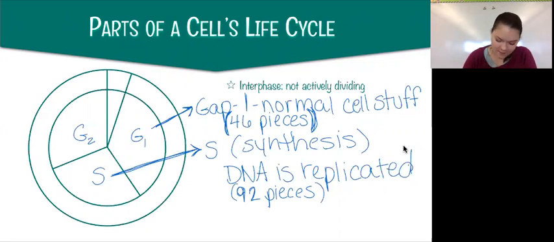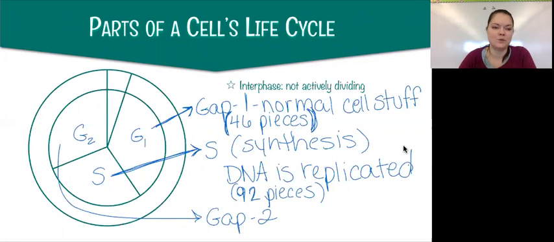Anyway. And then we get into G2, that is the second gap phase. And G2, gap 2, is going to be when the cell is doing its final preparations to make sure that it is good to go for the other phase, for M phase, when it is actively dividing. And so some of the things that it's going to be doing are prep for M, doubling the organelles.